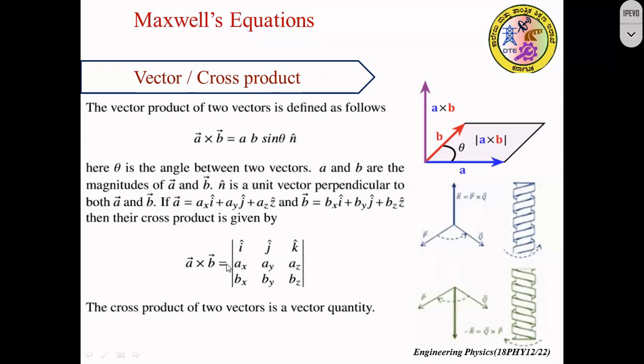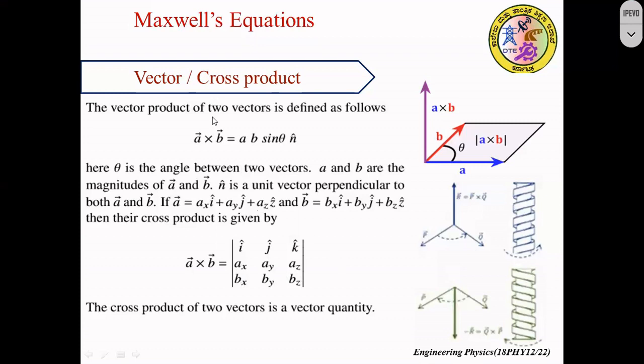Vector A cross vector B is equal to, the first row will be the unit vectors along each direction. Then in the second row, we'll write the components of the first vector. In the third row, we'll write the components of the second vector. If you evaluate this determinant, this gives us a resultant vector. The direction, as I said, can be determined from the right hand screw rule. So this gives us the vector product of two vectors.